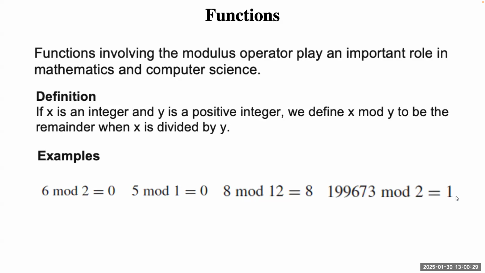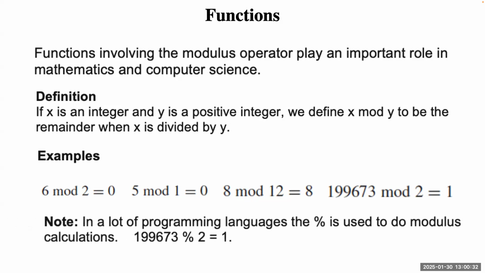If you've taken any programming classes in Java or something like that, you'll recognize this percent symbol. That's what they use in a lot of programming languages to do the modulus calculations. If I was to write a piece of code and I said int x = 199,673 % 2, the answer would be 1. A lot of times in code, that's how we determine if a number is even or odd. We just take the number percent 2. If I get 0, it's even. If I get 1, it's odd.